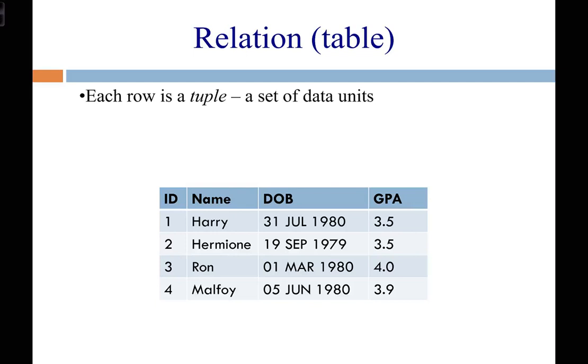So each table or relation has the header at the top, which is the information about the information, and then it has a set of tuples. A tuple is just one value for each column. So 1, Harry, July 31st, 3.5 is a tuple.